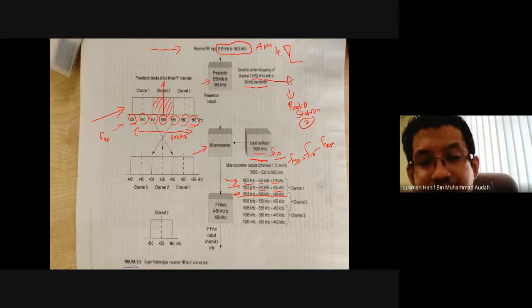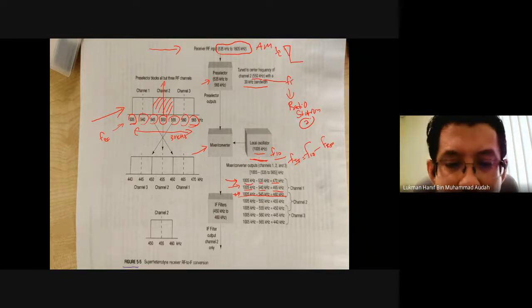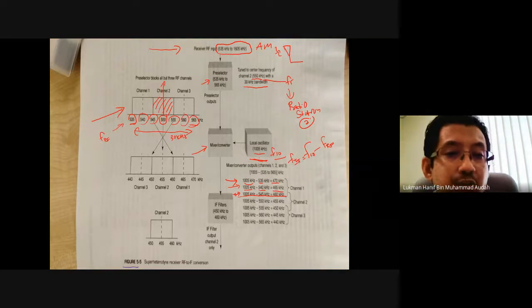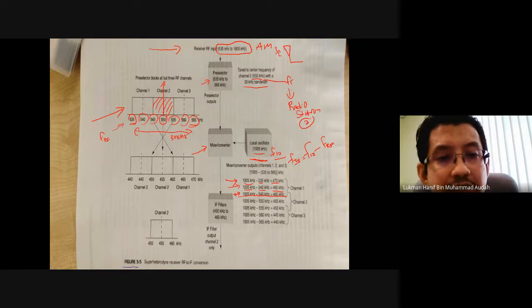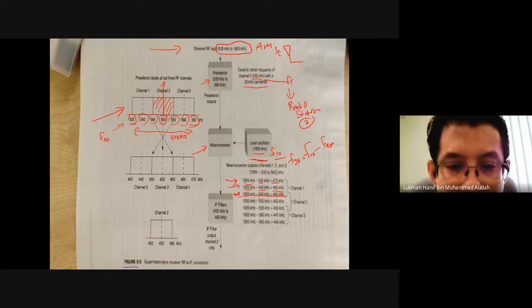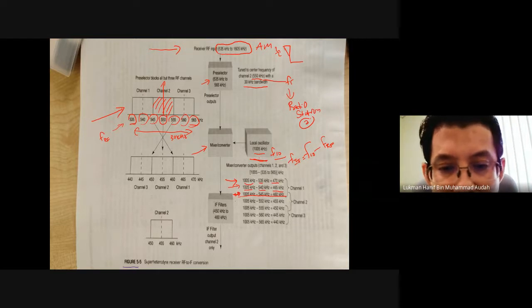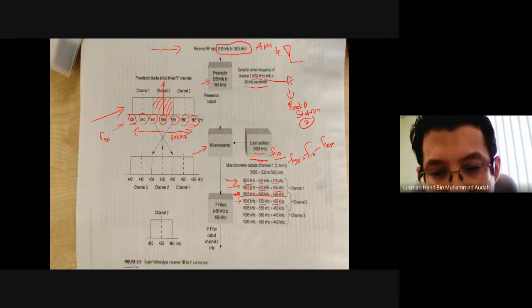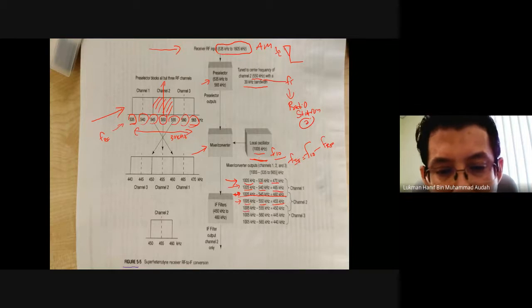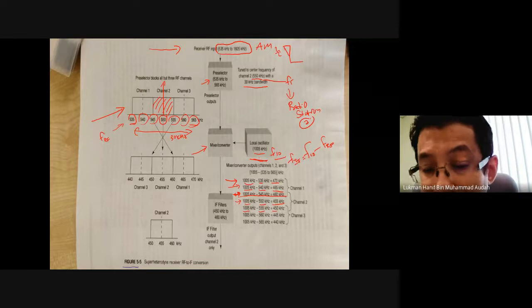Okay, and then we want to convert channel 2. So channel 2 daripada 545 kilohertz until 555 kilohertz. So you see that from here, we already convert this one, and then here, FLO minus 550, we get 455 kilohertz. And then FLO minus 555, we get 450 kilohertz.